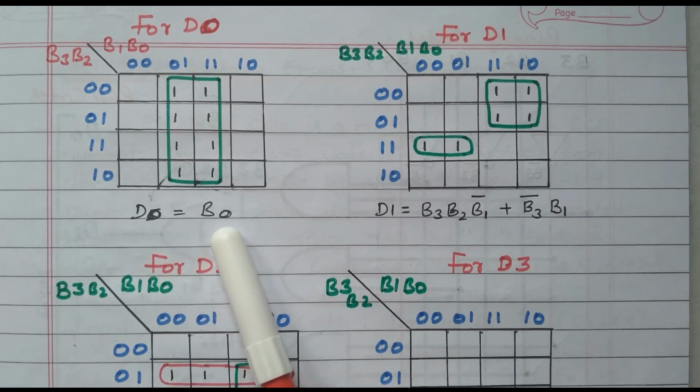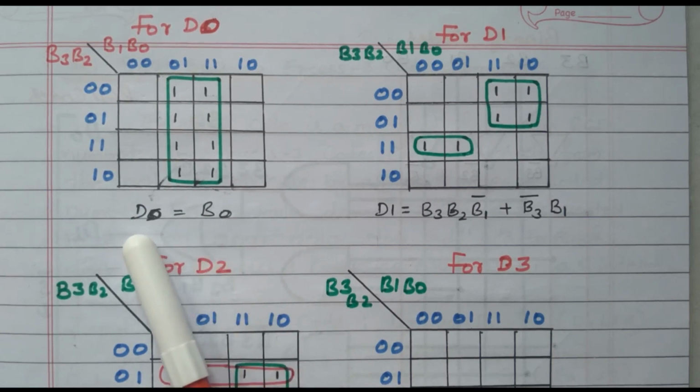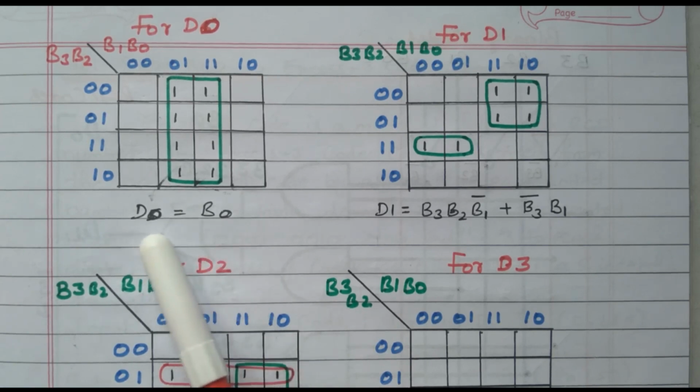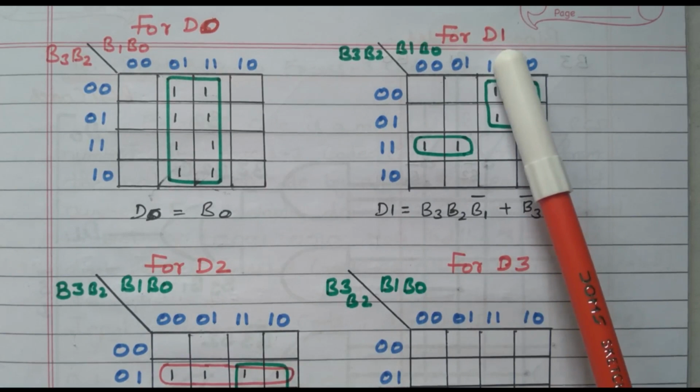So this is the input binary code. This is the output BCD code. D naught we can get from the B naught value, right? So we need to implement the logic gates. Using logic gates we can implement this function. Then we'll go to the D1.